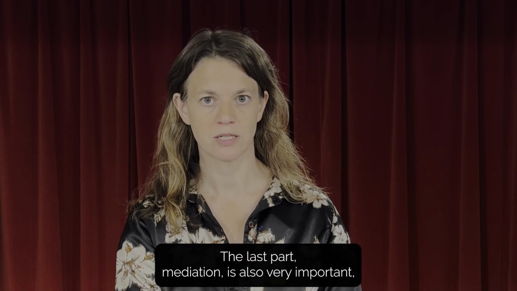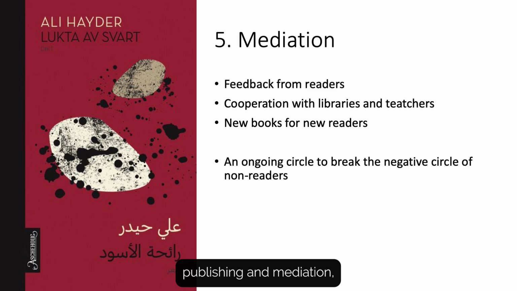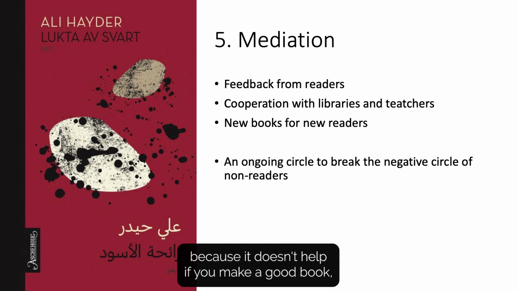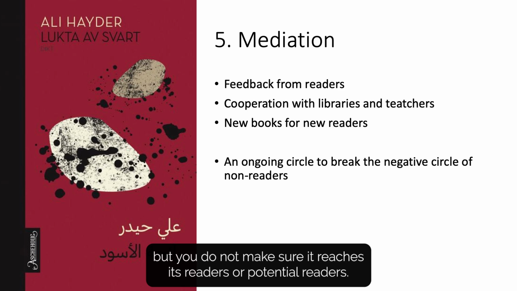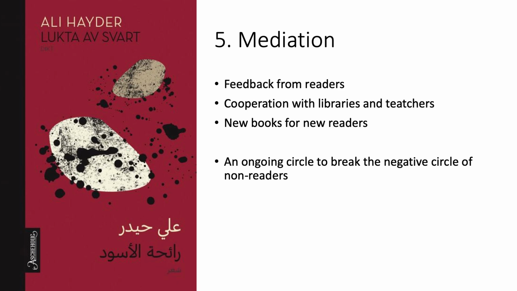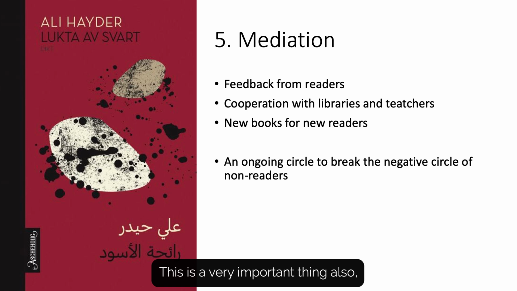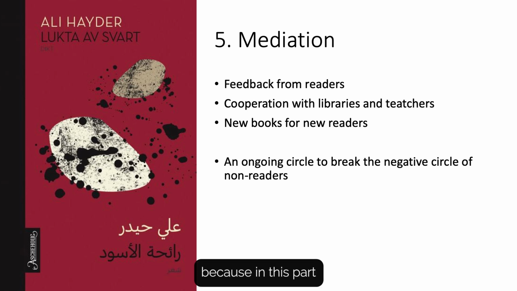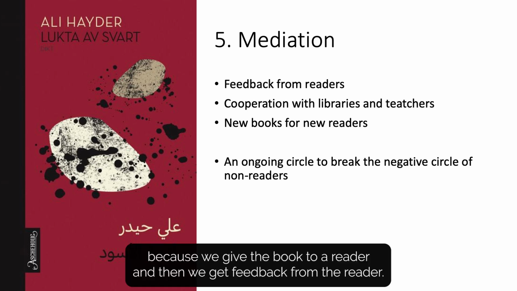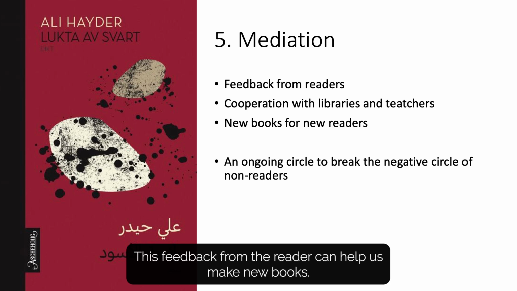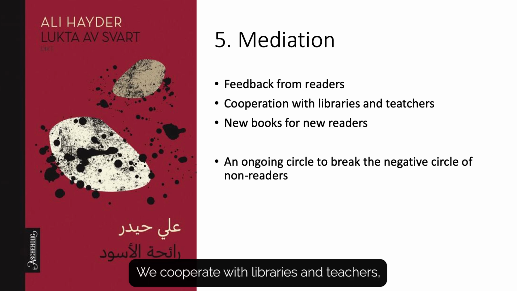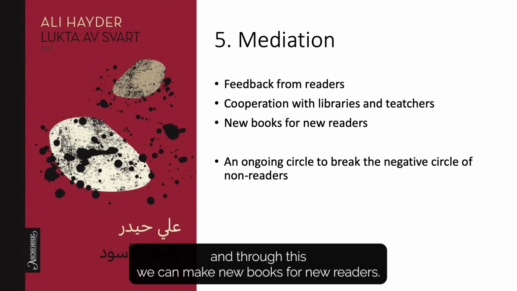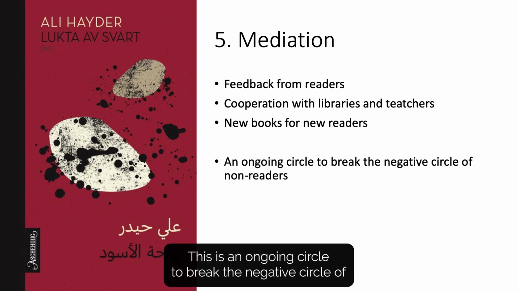The last part, mediation, is also very important. Publishing and mediation. Because it doesn't help if you make a good book, but you do not make sure it reaches its readers or potential readers. This is a very important thing also, because in this part we have a circle. Because we give the book to a reader and then we get feedback from the reader. This feedback from the reader can help us make new books. We cooperate with libraries and teachers, and through this we can make new books for new readers. This is an ongoing circle to break the negative circle of non-reading or non-readers.